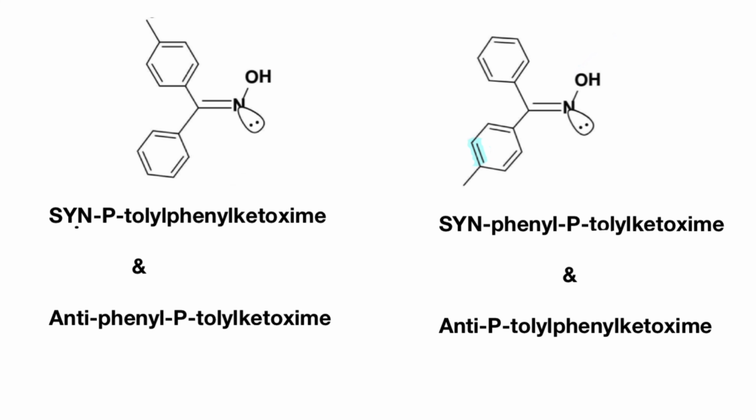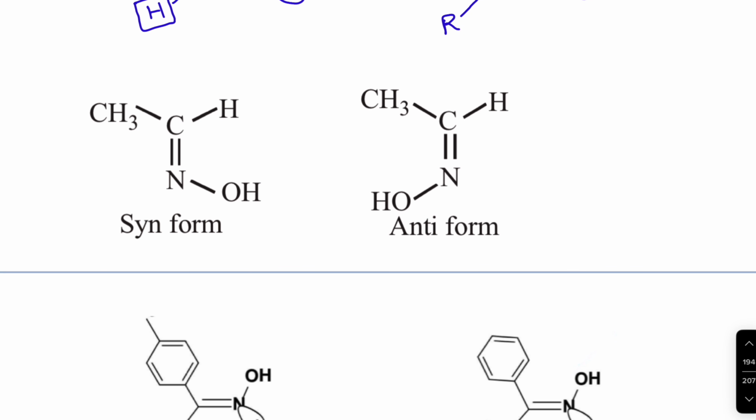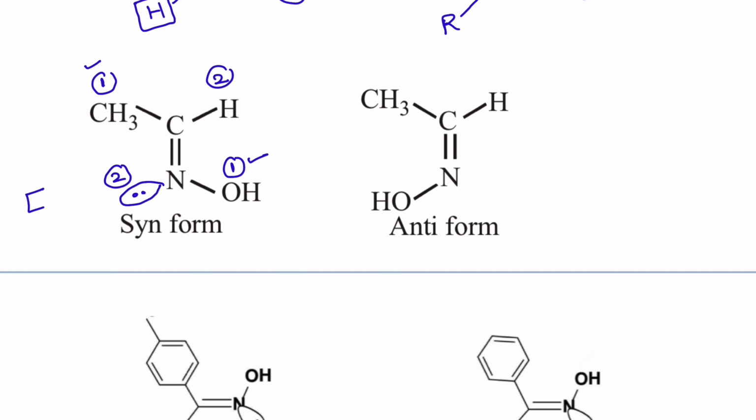If you want to give the EZ configuration, you have to follow the CIP rules, no doubt. So first you have to give the priority. OH and lone pair: OH gets the first priority, lone pair gets the second priority. Similarly, the methyl group gets the first priority, hydrogen gets the second priority. High priority groups are on opposite sides. Therefore, this is said to possess E configuration.